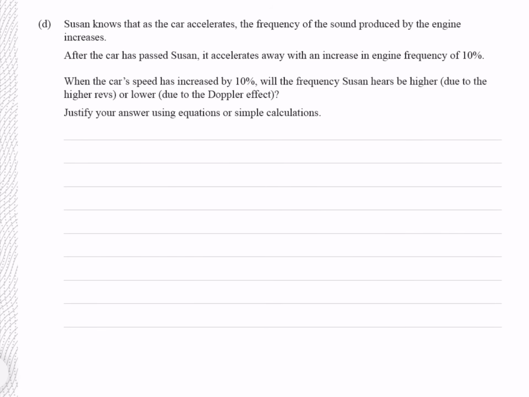Susan knows that as the car accelerates, the frequency of the sound produced by the engine increases. After the car has passed Susan, it accelerates away with an increase in engine frequency of 10%. When the car's speed has increased by 10%, will the frequency Susan hears be higher due to the higher revs or lower due to the Doppler effect?